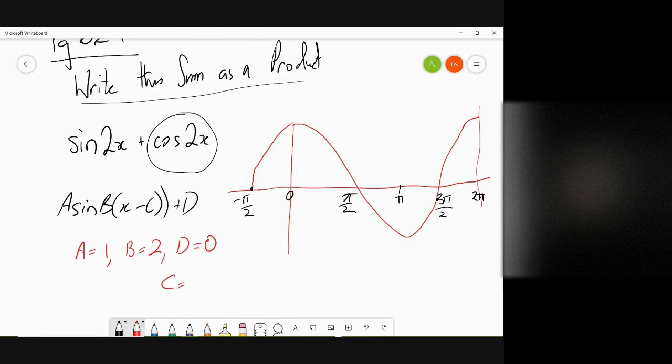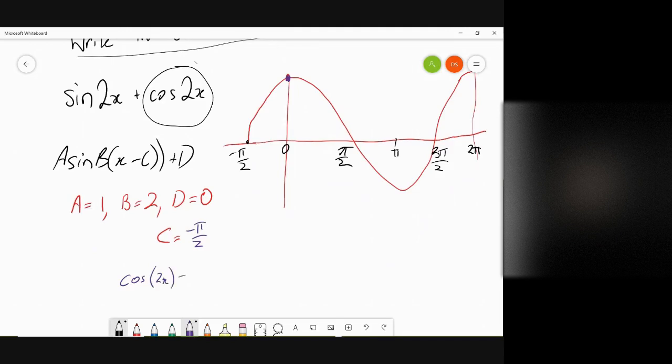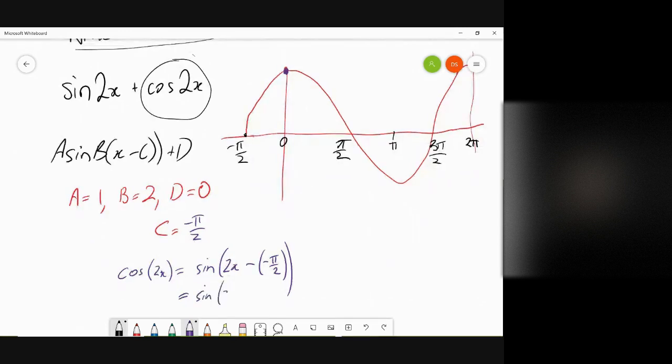And c, remember, is where the function starts. The cosine function starts at 0. But if I were to write this as a sine function, where does the sine function start? At minus pi on 2. And so if I wrote this cosine function in terms of sine, all I'd need to do is change the c to that. And so cosine of 2x is the same as sine of 2x minus c. And if I write minus c correctly, it's sine of 2x plus pi on 2.